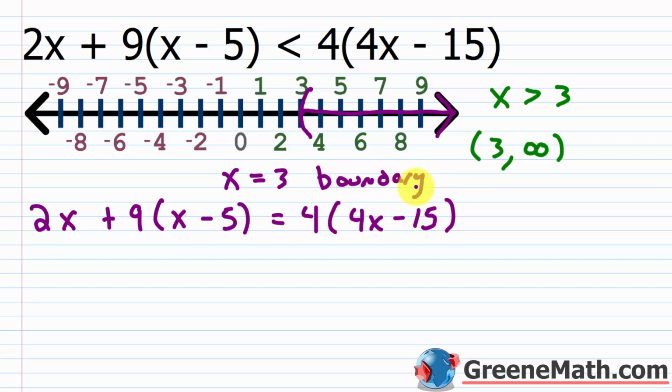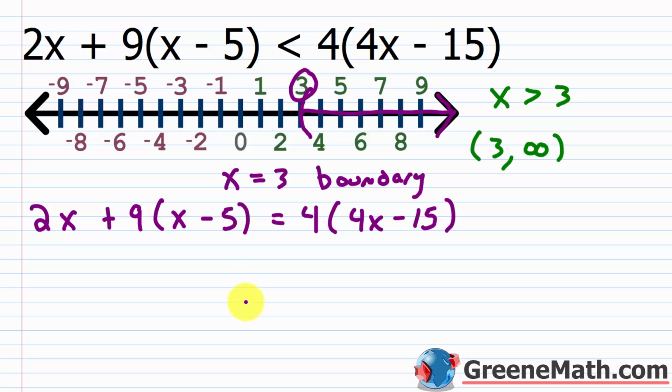Again, we talked about the concept of a boundary. It comes up all the time when you work with inequalities. It separates the solution region from the non-solution region. So you can see at 3 here, if I just circle it, everything to the right of 3 is in the solution region and satisfies the inequality. Everything to the left of 3 is in the non-solution region.